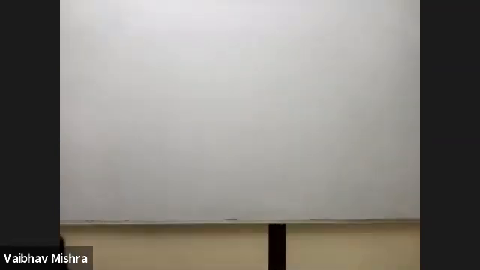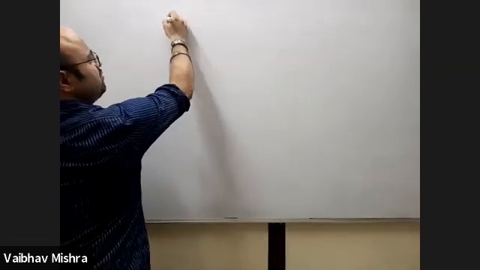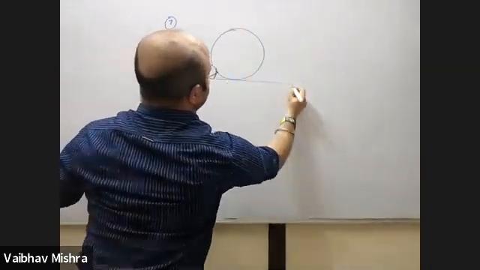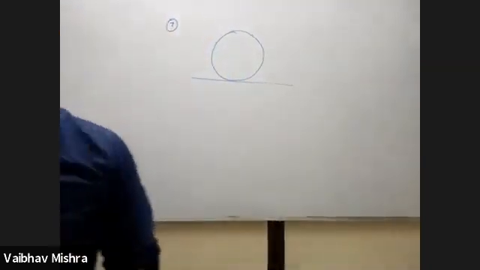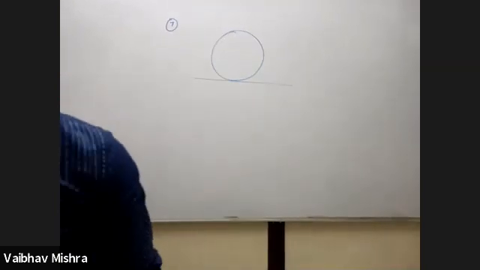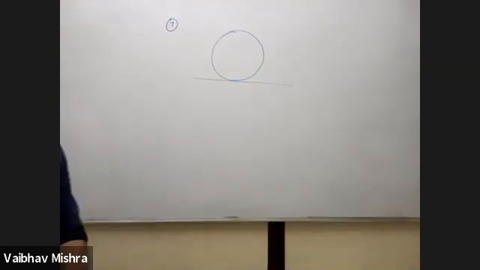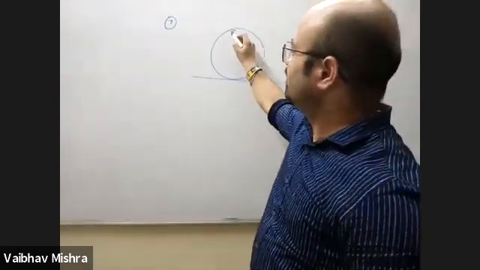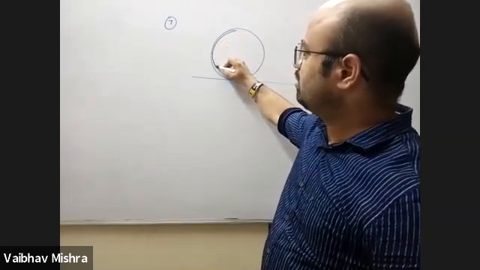Question number 7 is a conducting ring of mass 2 kg. What is the moment of inertia for a ring? Formula for the moment of inertia of a ring. Moment of inertia of a ring is MR square by 2.